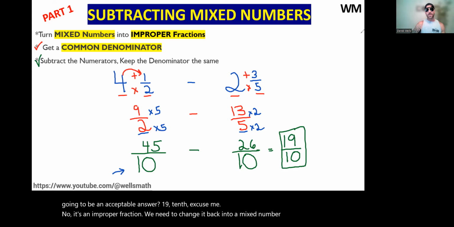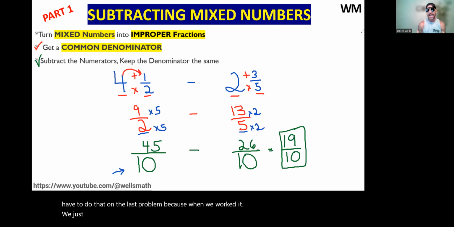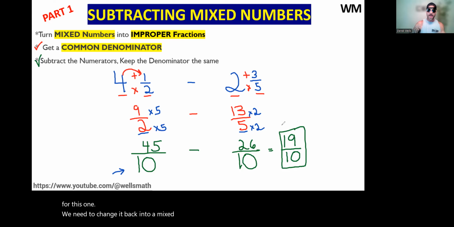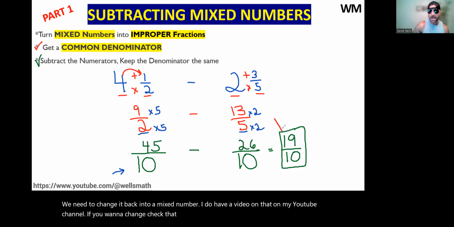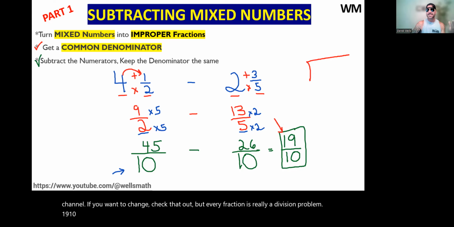Now, we didn't have to do that on the last problem because when we worked it, we just got a regular proper fraction. The numerator was smaller than the denominator, but not for this one. We need to change it back into a mixed number. I do have a video on that on my YouTube channel if you want to check that out. But every fraction is really a division problem. 19/10 really means 19 divided by 10.